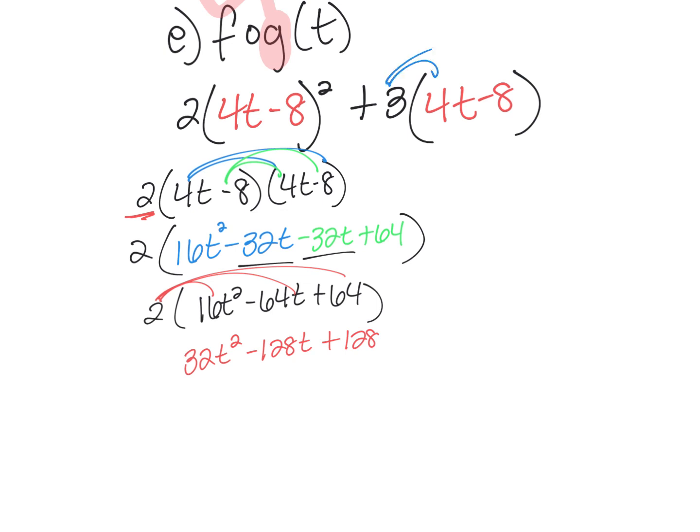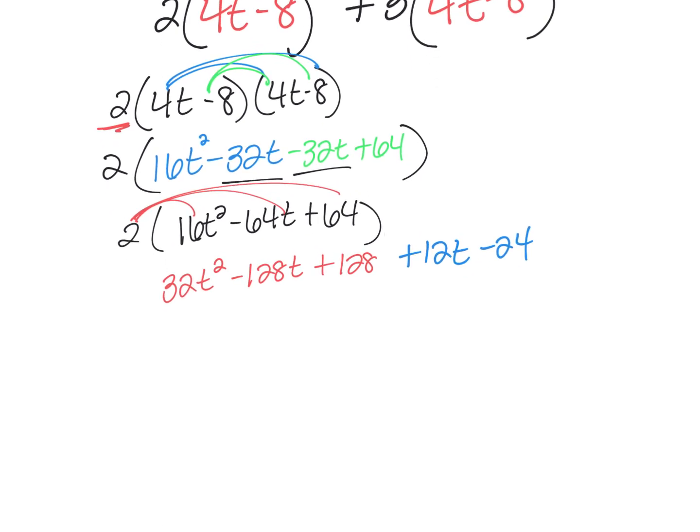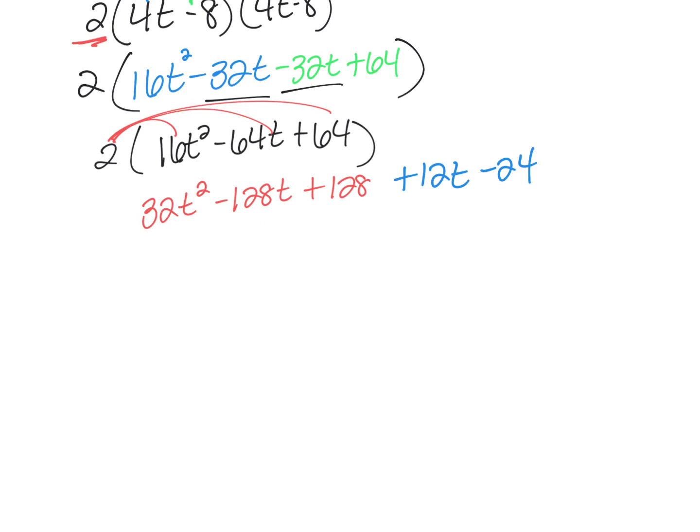So all I need to do is distribute this in, and then I'm going to bring it down to the bottom. So positive 3 times 4t gives you positive 12t. Positive 3 times negative 8 gives you negative 24. All right, now I have everything distributed. Now we just need to write it in standard form and clean it up. So I'm going to write the 32t squared first, because that's the first thing we need to do for standard form. Then I have my t's. I have negative 128t and a positive 12t.